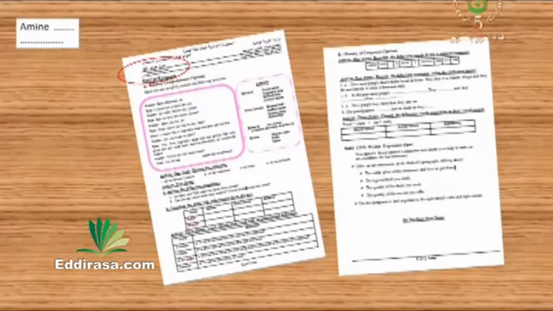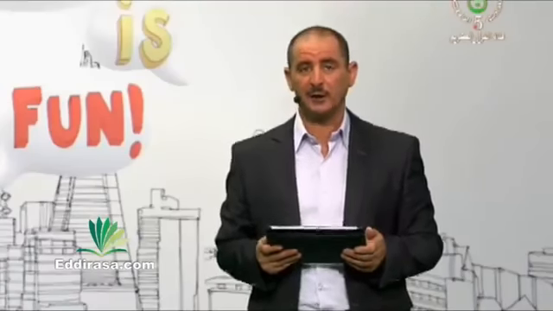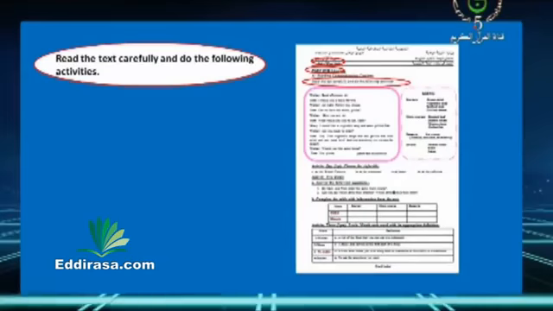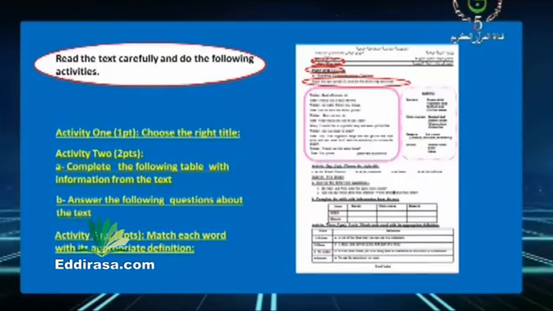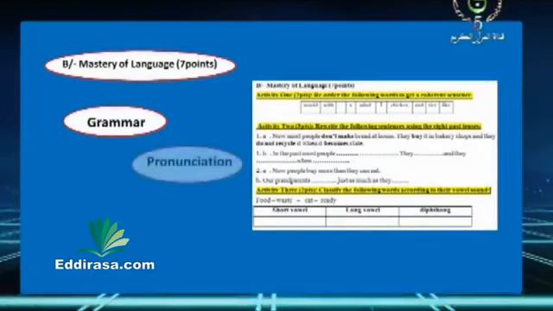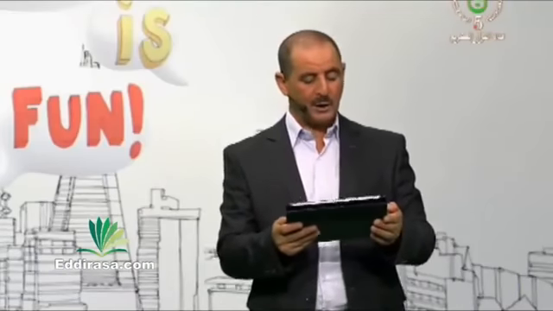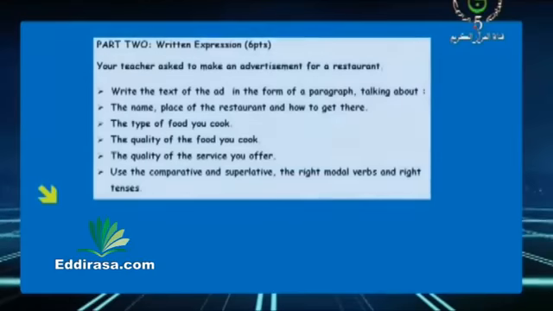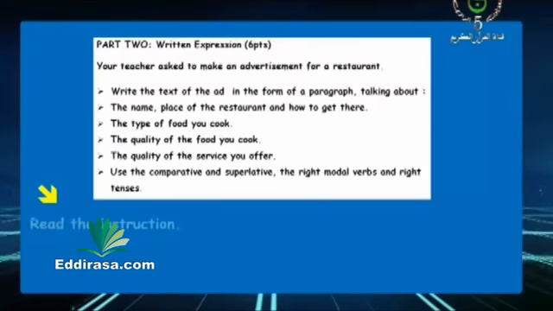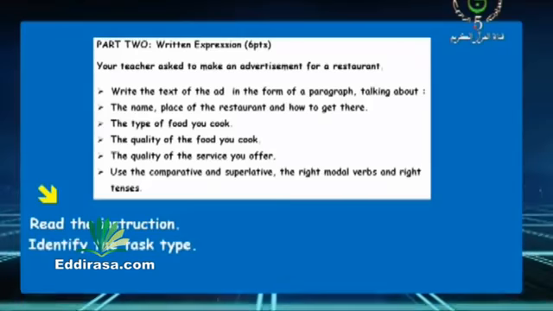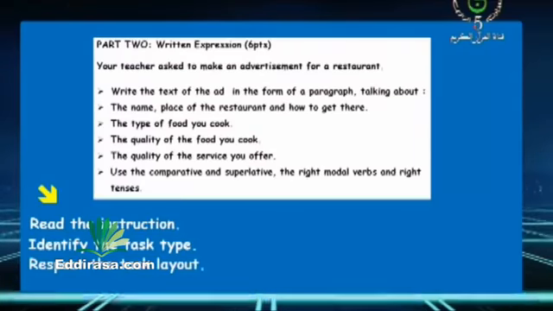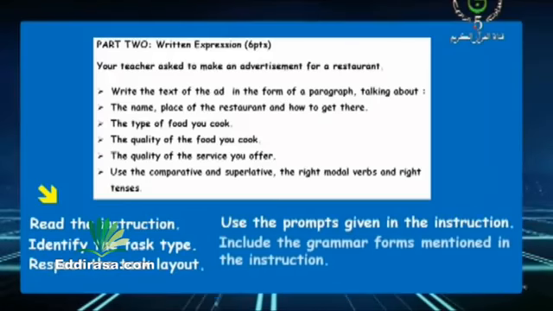And of course you have to take your time and read the text carefully in order to do the comprehension activities. All right. And of course, the second part here, we have the grammar, where you have grammar activities and pronunciation. So make sure to read the instructions carefully so as to answer properly. All right? So part 2, as you know, is a written expression where you need to first read the instruction, identify the task type, respect the task layout, use the prompts given in the instruction, and finally, include the grammar forms mentioned in the instruction.